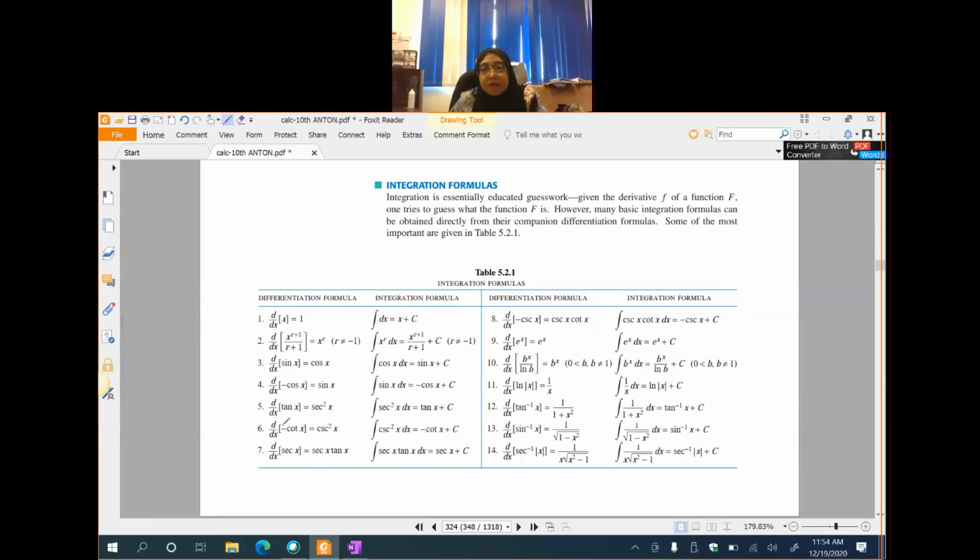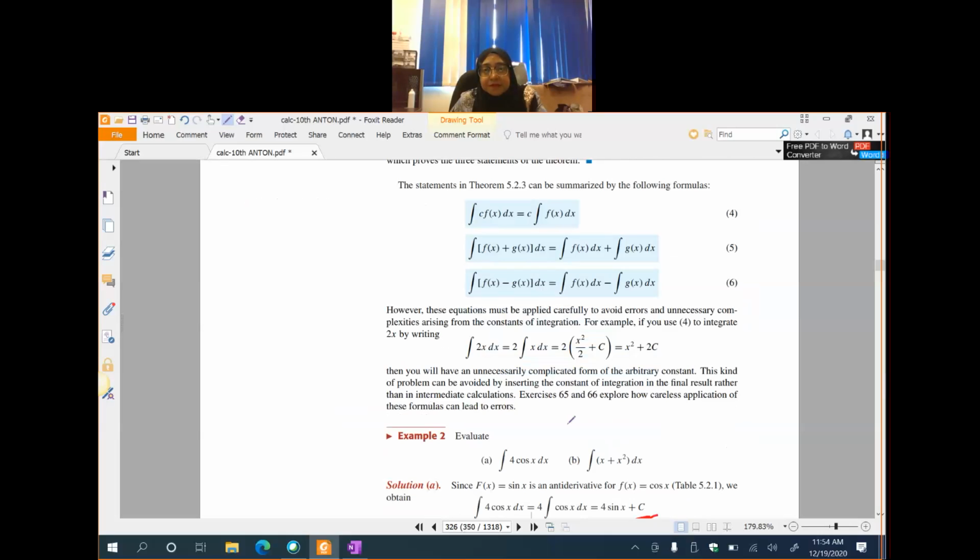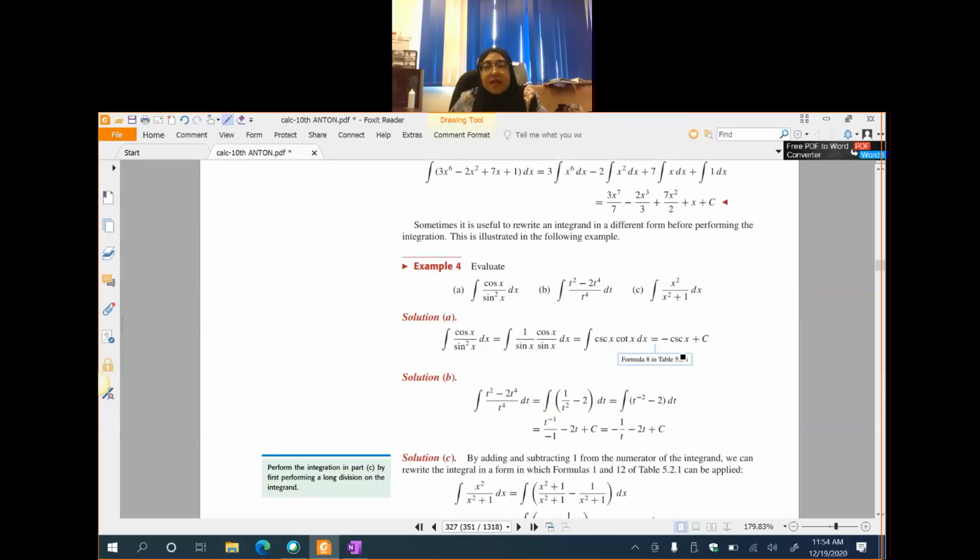Which one of it? Then this one, right? So the answer will be negative cosecant x. So the answer will be negative cosecant x plus c. After somehow they simplified that.